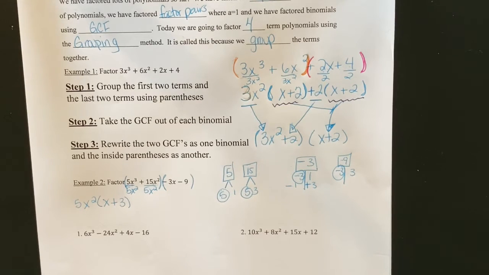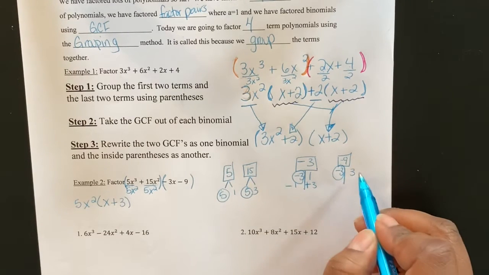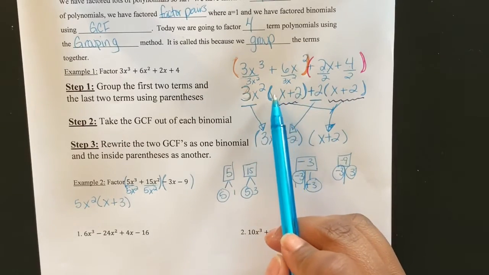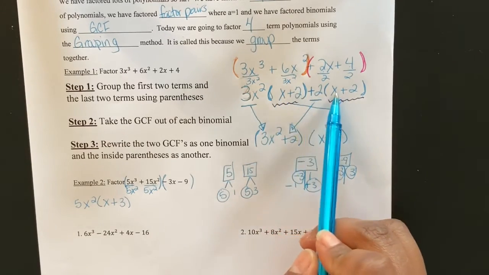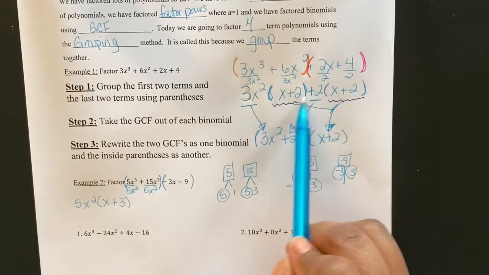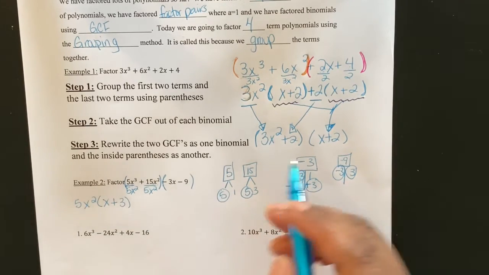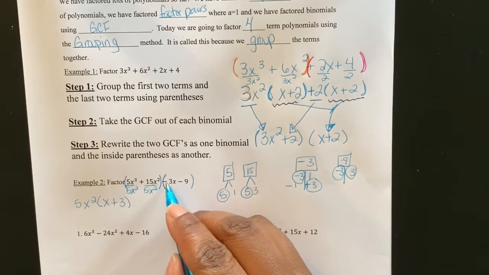They both have a negative 3 in common. But they also both have a positive 3 in common. But if you remember what I said earlier, x plus 2, we want what's left in the parentheses to be the same. So we have to figure out with this one whether we want to take out the negative or we want to take out the positive.